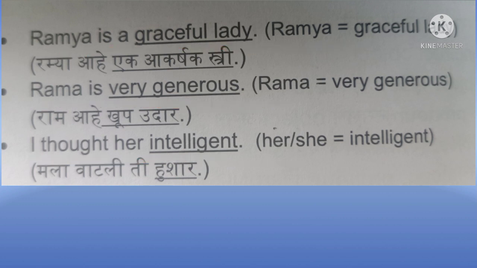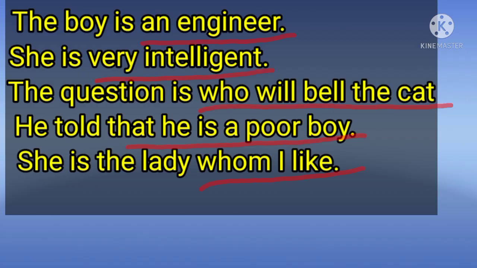Remember, a noun phrase, adjective phrase, noun clause or a relative clause can be used as the complement in a sentence. For example, in the sentence, he is an engineer, an engineer is the complement because it speaks about the boy. In the sentence, she is very intelligent, very intelligent is a complement because it speaks about she. And in the sentence, the question is who will bail the cat, who will bail the cat is the complement because it speaks about the question. In the sentence, he told that he is a poor boy, that he is a poor boy is a complement because it speaks about the he.